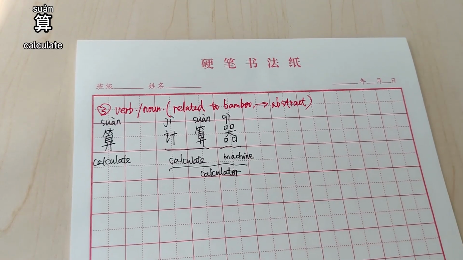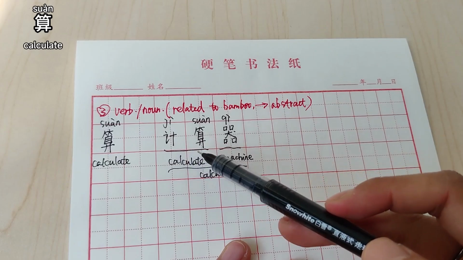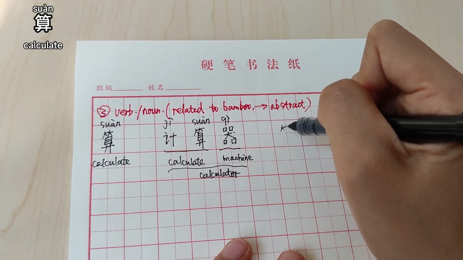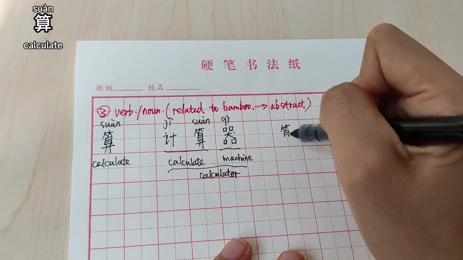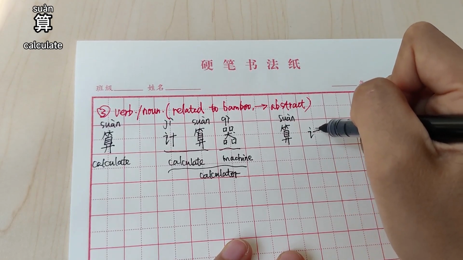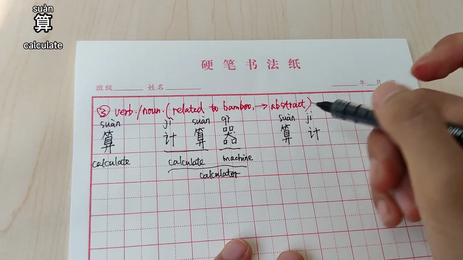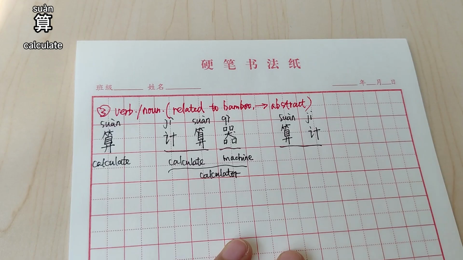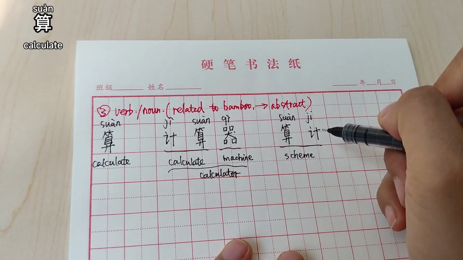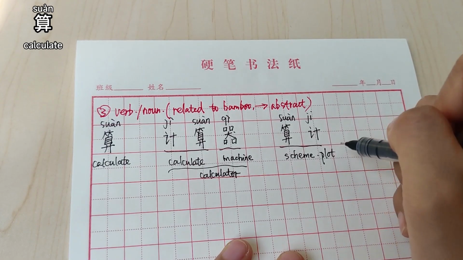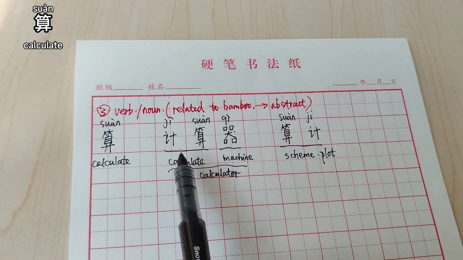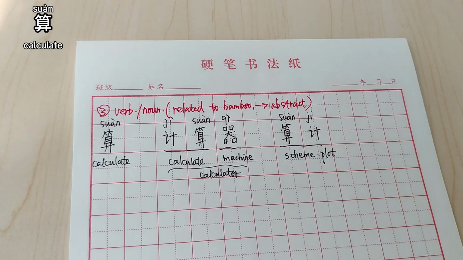Here is an interesting word I would like to share with you. We have 计算 to calculate, and if you switch it to 算计, it's not calculate anymore. It means to scheme on somebody, to set a plot on somebody. So 计算 is a neutral word, and 算计 is a negative word.